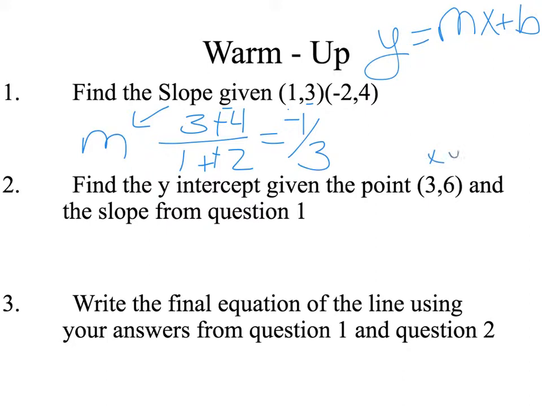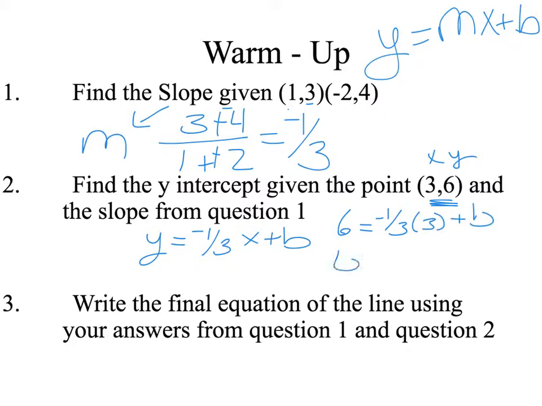Now to find the y-intercept, we're going to plug m into our equation. So y equals negative 1/3 x plus b. We know what x and y are because of our ordered pairs. So that's going to give us 6 equaling negative 1/3 times 3 plus b. Reduce down our fractions and we get negative 1 plus b. Going to add 1 to each side. And we find out that b equals 7.